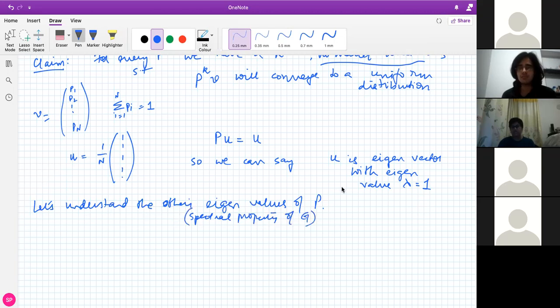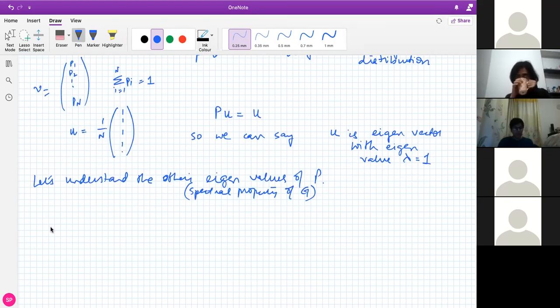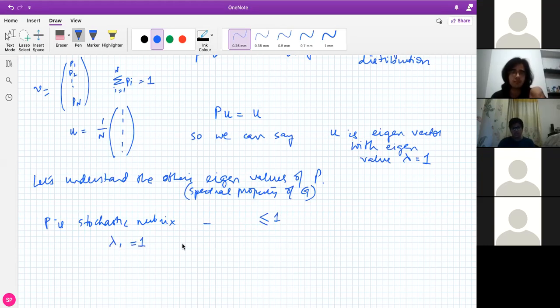Right? Because this P was specific to how the G was. Okay. Now, because P is a stochastic matrix, it preserves the distribution on the vector, so all its eigenvalues are going to be less than or equal to 1. Okay. So we have the largest eigenvalue, this as 1, and we are going to order all these eigenvalues in this way. Okay.